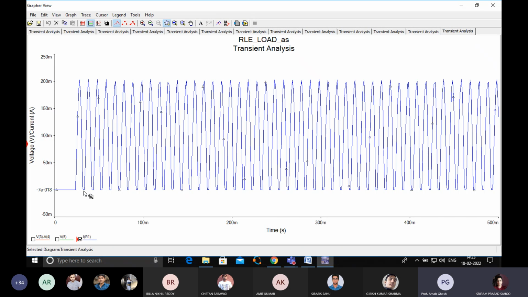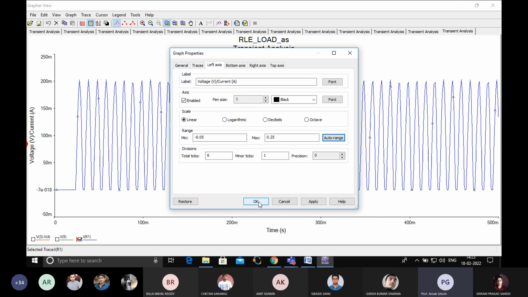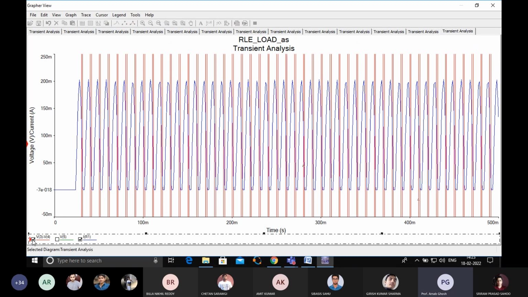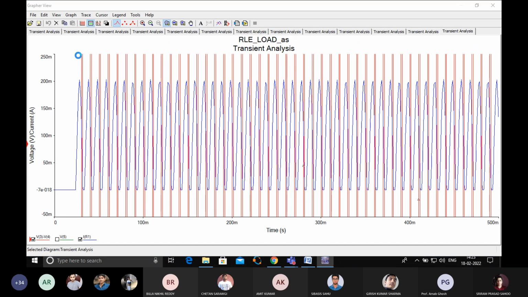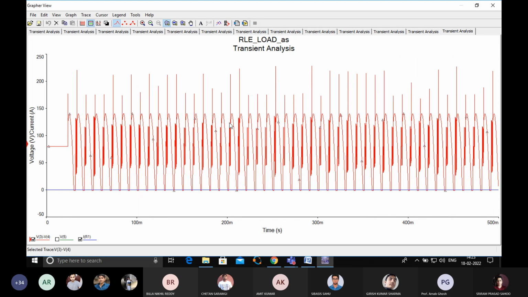Okay. No, sir, make it full. Make it auto scale, auto range. I have already done that, sir. No, but your voltage is not showing. Back EMF. This is the back EMF, sir. Lot of distortion is there. Okay.